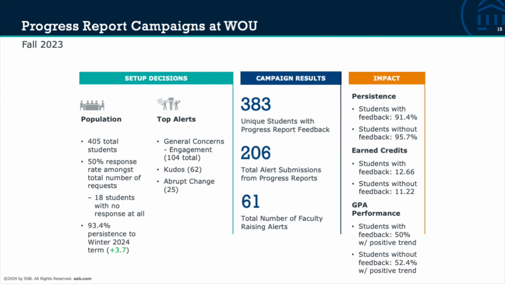So fall 23, you had about 405 total students included in the progress report campaign, so unique students. And that's across the entire term, with different progress reports going out at different points in time. You had a 50% response rate against the total number of requests.